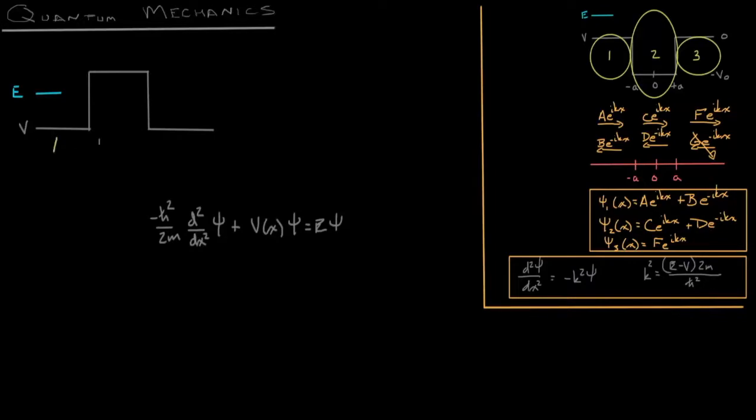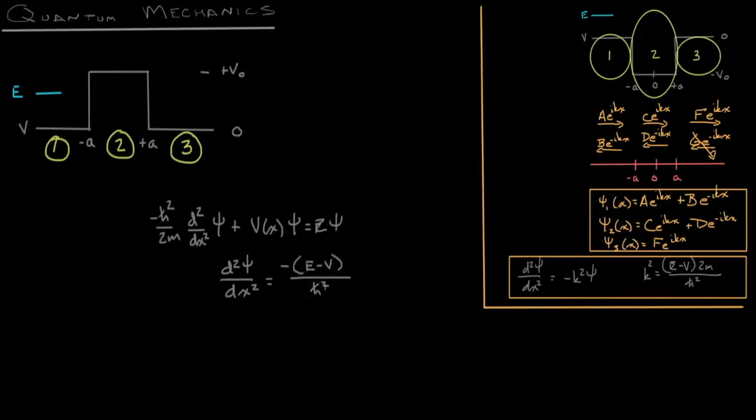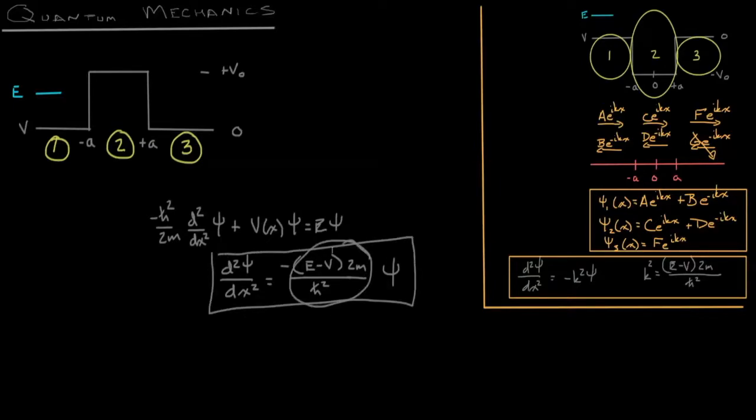Just like before, regions 1, 2, and 3, let's go ahead and make this symmetrical. So this is at location negative A, this is location positive A. And while we're at it, let's make the starting place of the potential profile V, and up here positive V naught. And just like before, we're going to isolate the second derivative, and as before, we'll identify this as a K squared to identify the forms of the solution.